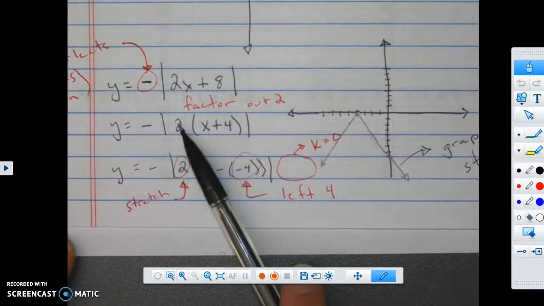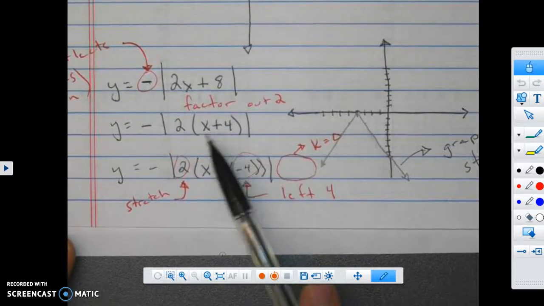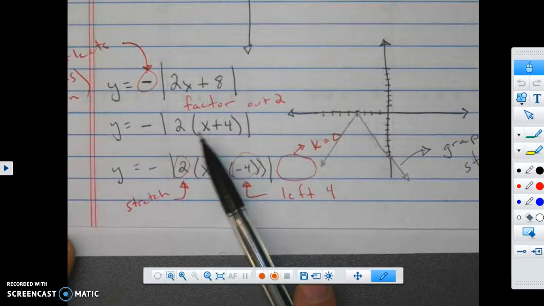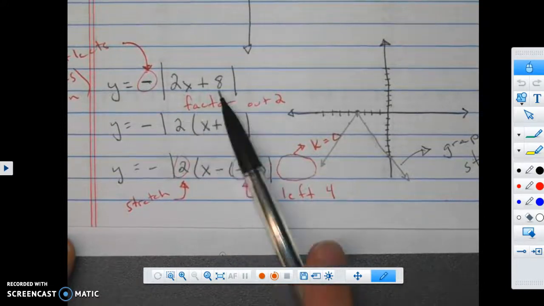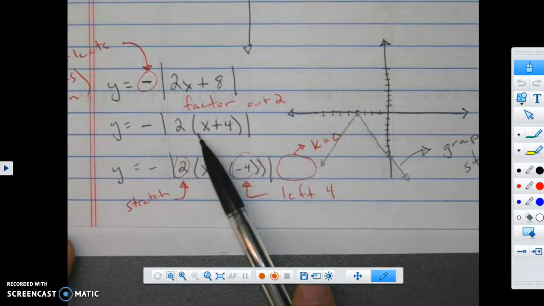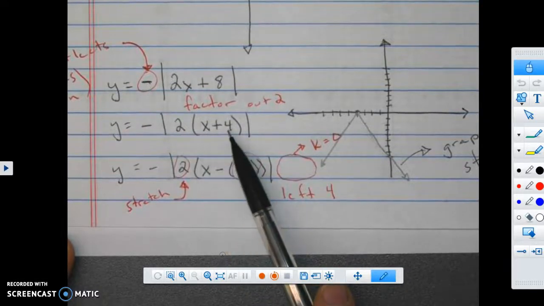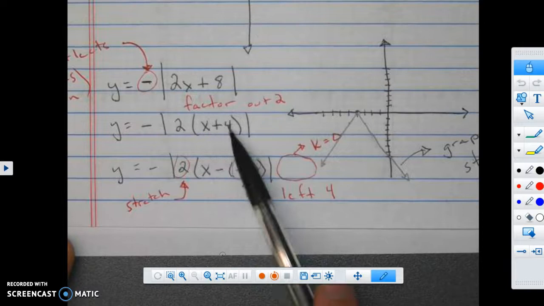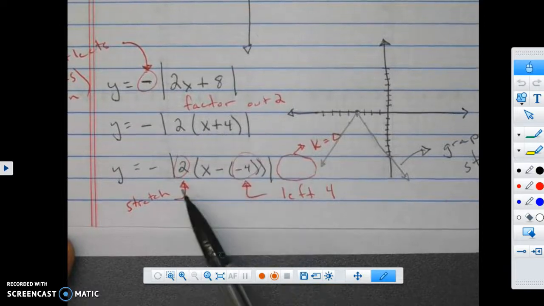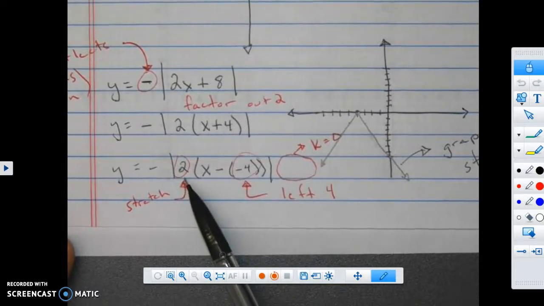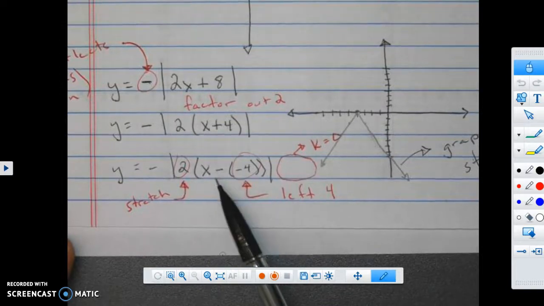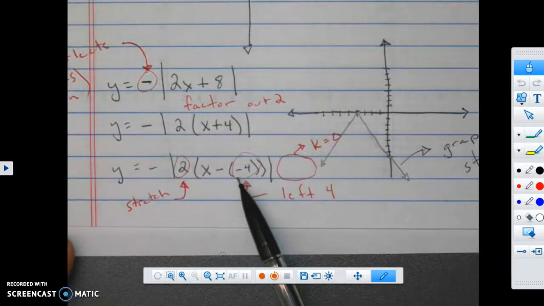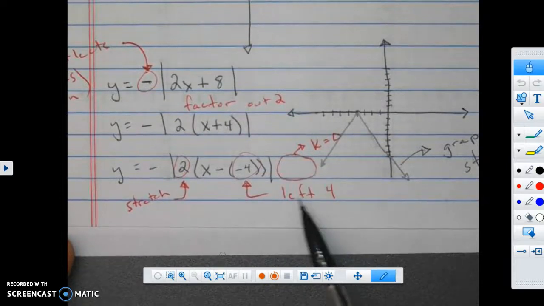So we factor out the 2, or do the distributive property in reverse. As you can see, I'm pulling the 2 away from the 2x and the 2 out of the 8, leaving 2 times the quantity x plus 4. So now I can think about h accurately here. 2 is still a stretch component, so it's going to make it a little bit steeper. And because it was x plus 4, what we're actually seeing is x minus a negative 4. It's always minus in this general form, so we're going to move to the left 4 units.